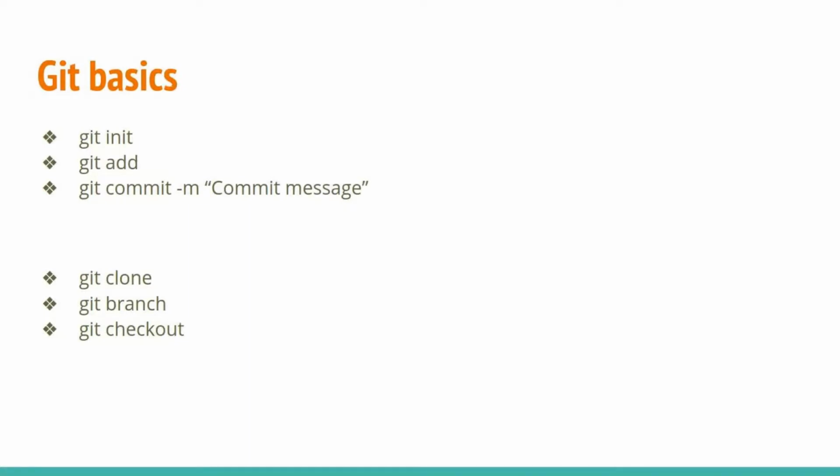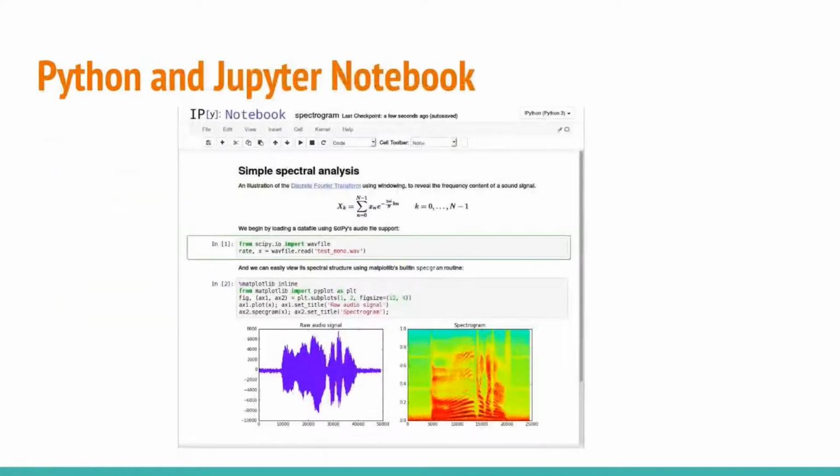So this is the initial point: git init, git add, make a commit, make a clone, make a branch. So some terminology I'm just introducing to you. And see, this is one example where you have beautiful graphs through Jupyter Notebook.